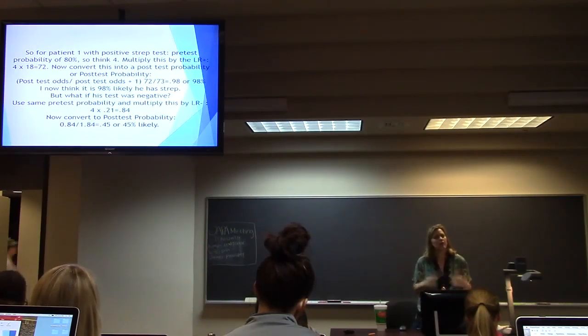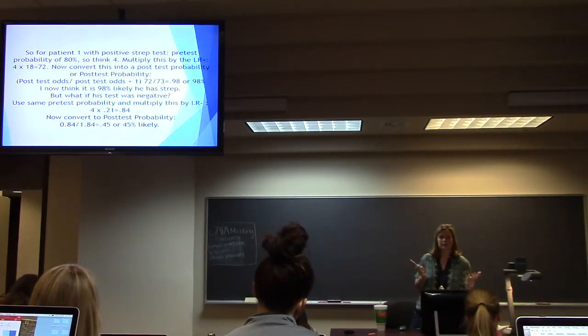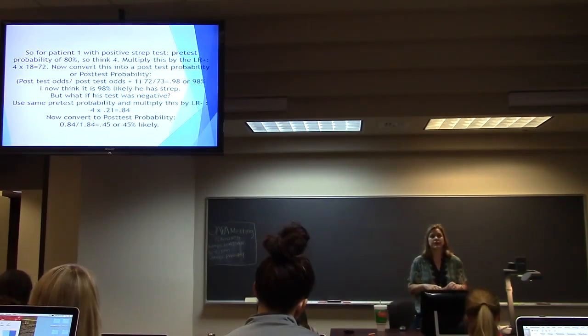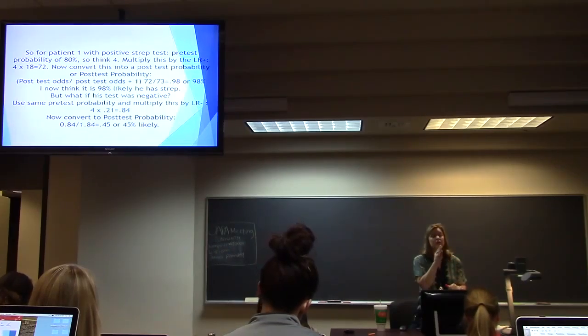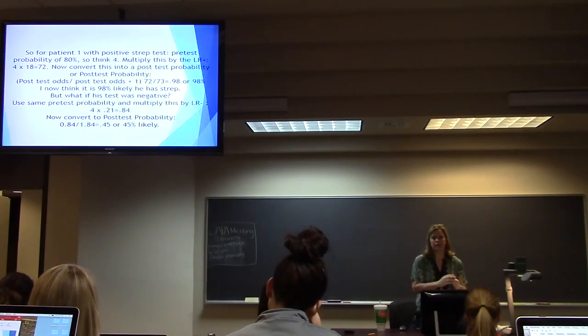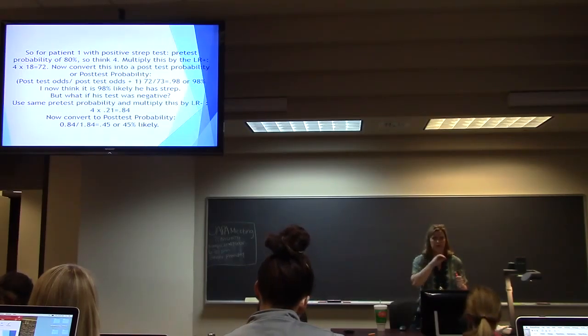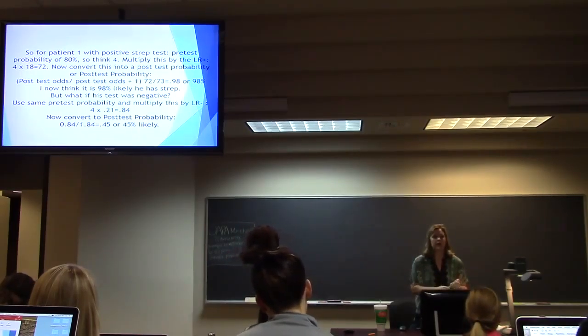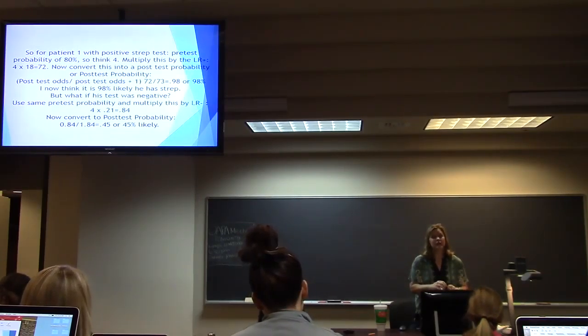But what if I'm surprised and the test is negative? So I'm going to use the same pre-test probability because I thought it was 80%, so I'm going to think 4, and I'm going to multiply that by the negative likelihood ratio. Because for a negative test, you multiply it by the negative likelihood ratio. That was 0.21, so now it's 0.84. Convert that, so it's 0.84 over 1.84. Whatever the number is, you put that over the denominator of 1 plus that number, and I get 0.45, or 45% likely. So now I've really shifted it down.